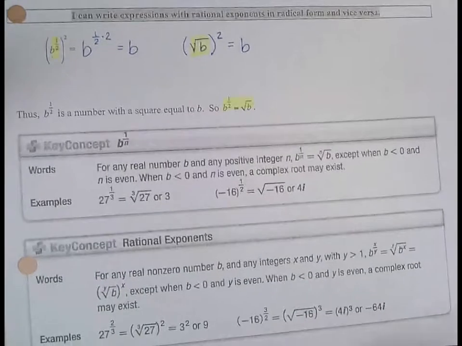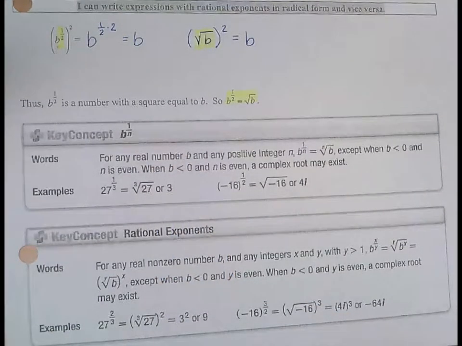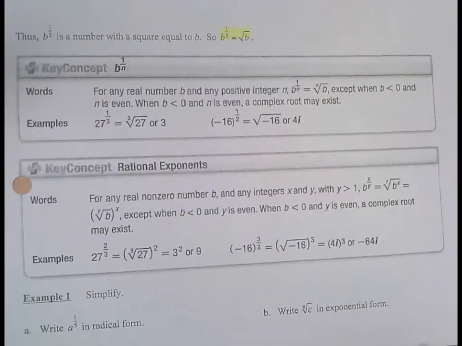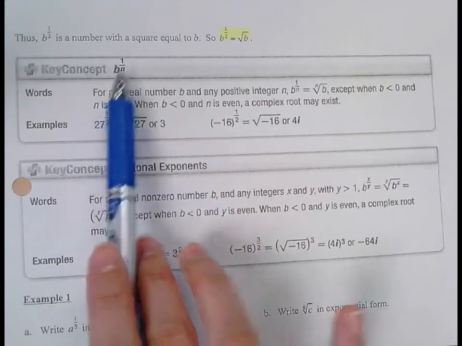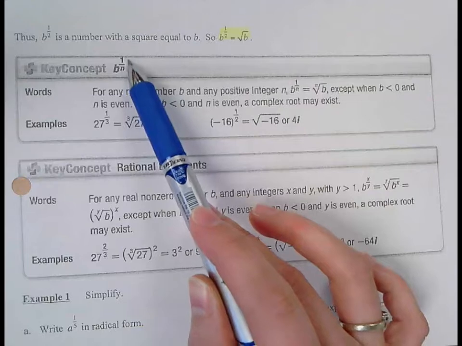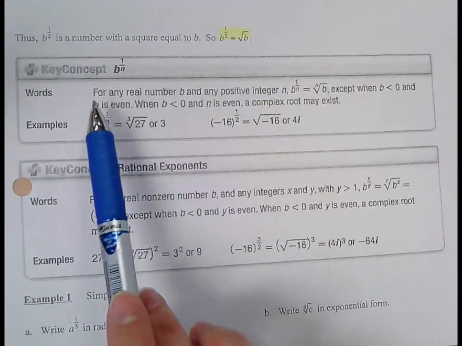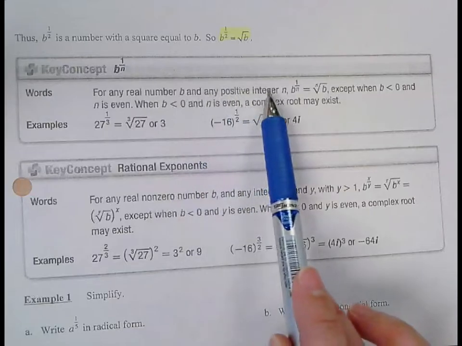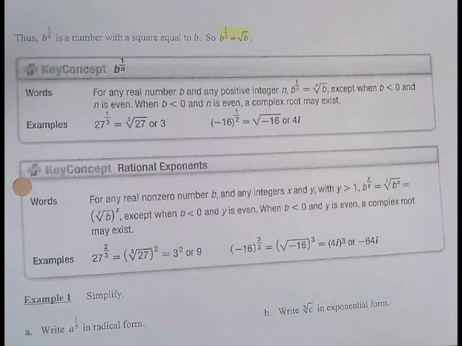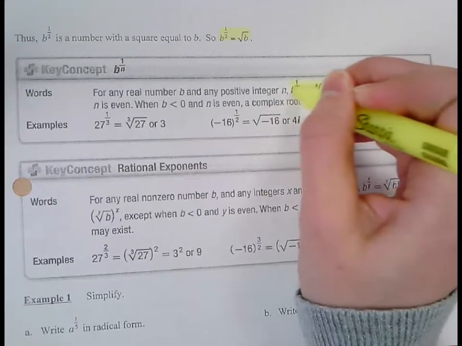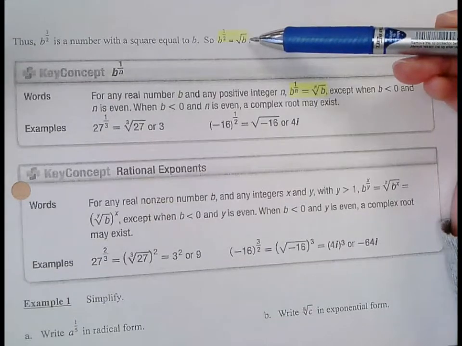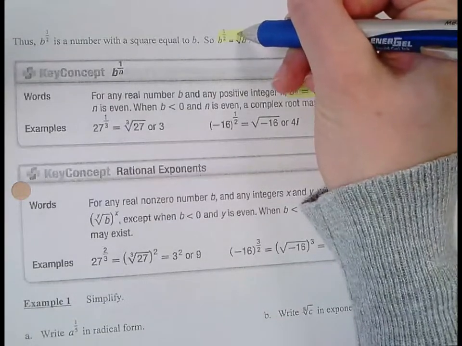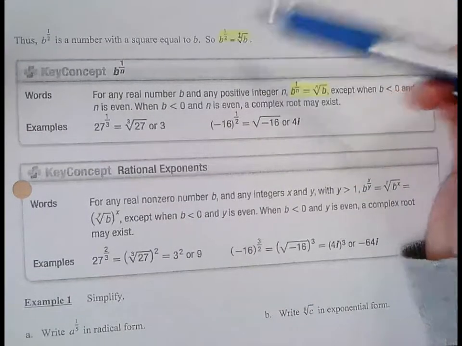Okay, so then I have two key concept boxes before we actually get into some examples of rewriting. And this is understanding what a rational exponent means. So the first key concept box is if you have an expression in the form of b to the 1/n. So your numerator of your fraction would be 1. So it says for any real number b and any positive integer n, b to the 1/n is equal to the nth root of b. So as we saw up here, b to the 1/2 is the square root of b, because we know the index of a square root is 2. So that denominator is the index of the radical.